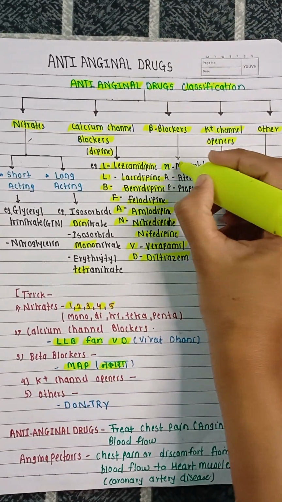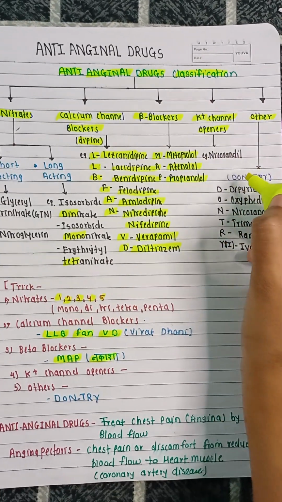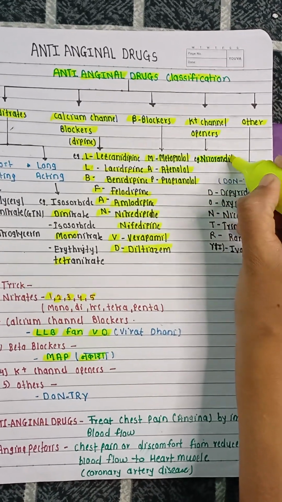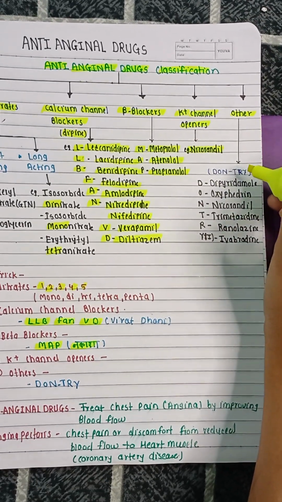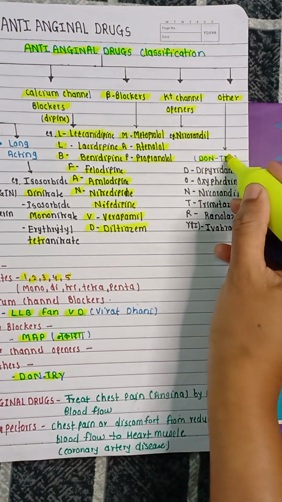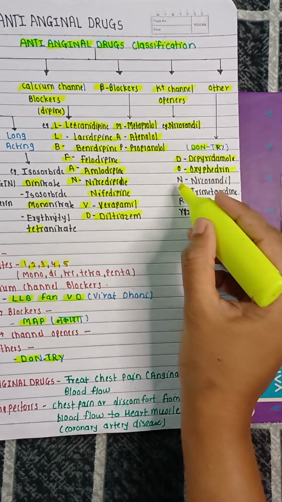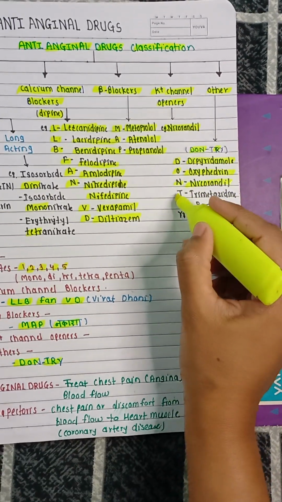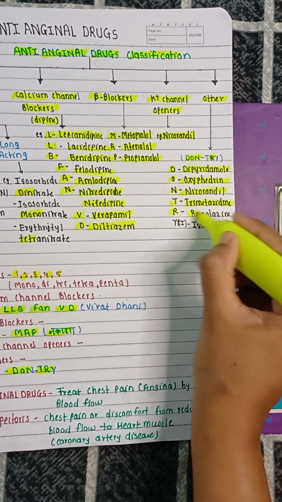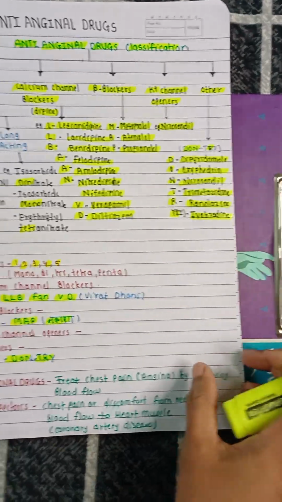First M for metoprolol, A for atenolol, P for propranolol. The next is the potassium channel openers. The example is nicorandil, and the last one is the other drugs. For the other drugs, the trick is DON'T TRI. D for dipyridamole, O for oxyphedrine, N for nicorandil, T for trimetazidine, R for ranolazine, and I for ivabradine.